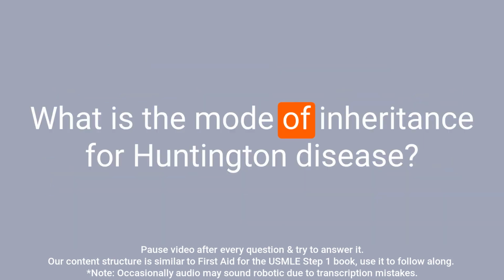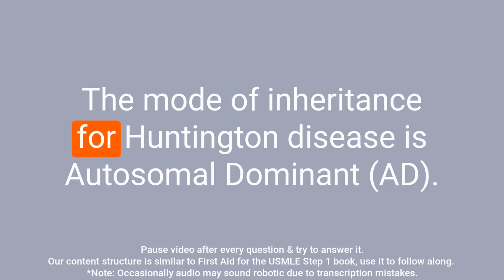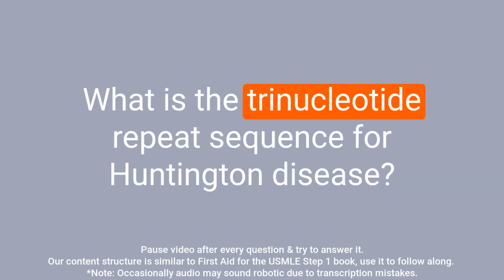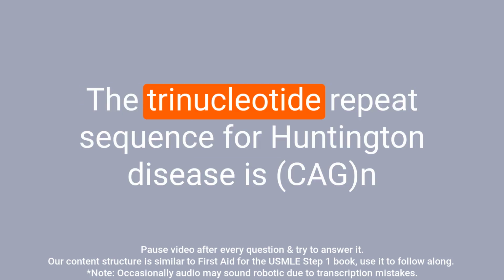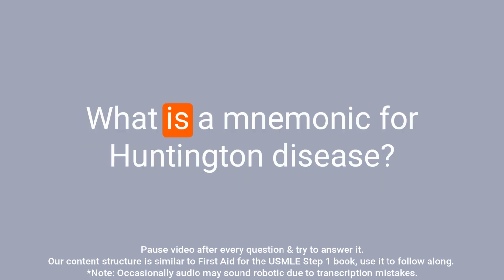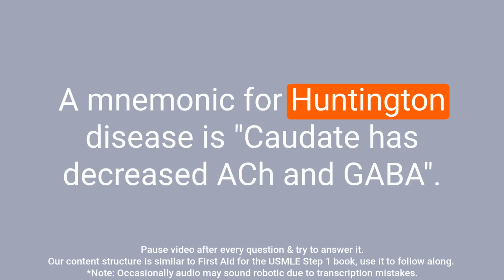Question: What is the mode of inheritance for Huntington disease? Answer: The mode of inheritance for Huntington disease is autosomal dominant. Question: What is the trinucleotide repeat sequence for Huntington disease? Answer: The trinucleotide repeat sequence for Huntington disease is CAG. Question: What is a mnemonic for Huntington disease? Answer: A mnemonic for Huntington disease is Caudate has decreased ACh and GABA.